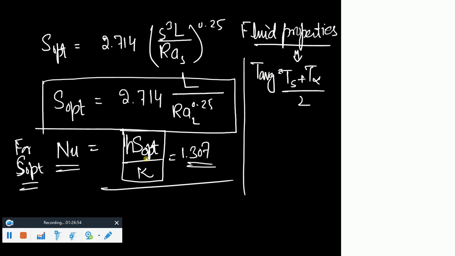TL is the whole length completely. Yes, you can say it's the whole length, or you can just take the other point, the maximum point where the flow is leaving the surface.